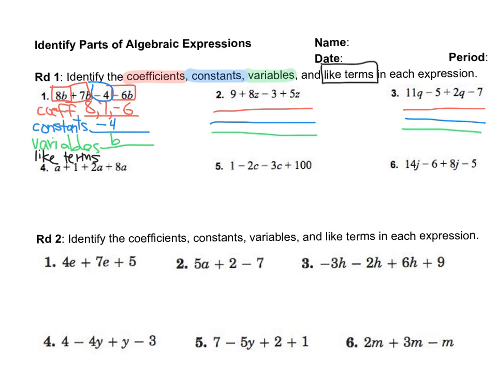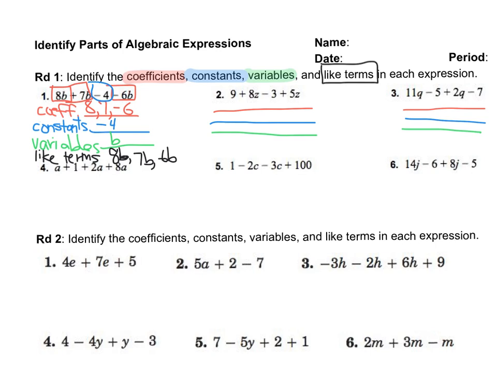Last but not least, like terms are terms that have the same variable raised to the same exponent. And in this situation, the letter B is raised to the power of 1. So 8b, 7b, and negative 6b are all like terms because they all have the variable b, and it's raised to the same power. Okay. Negative 4 is by itself, the constant, and so we're not going to list it as like terms.